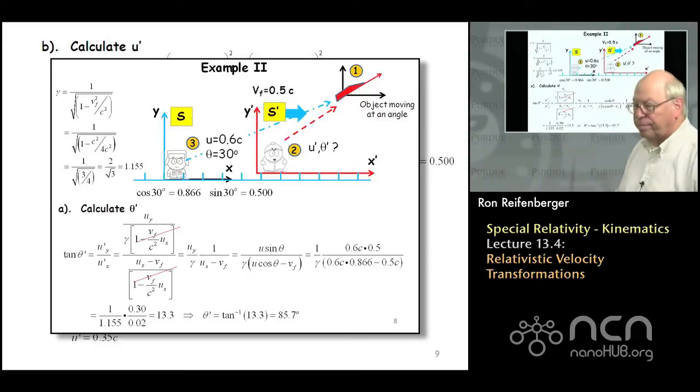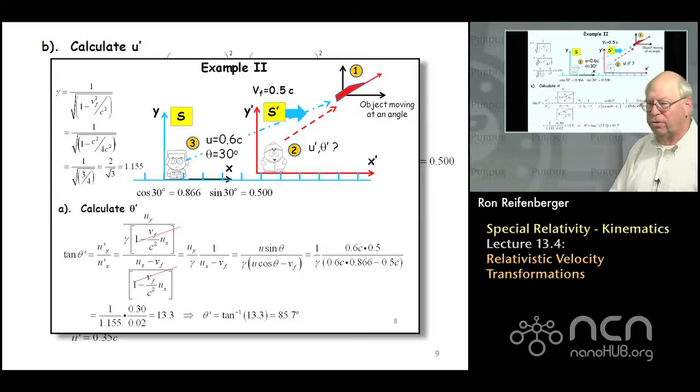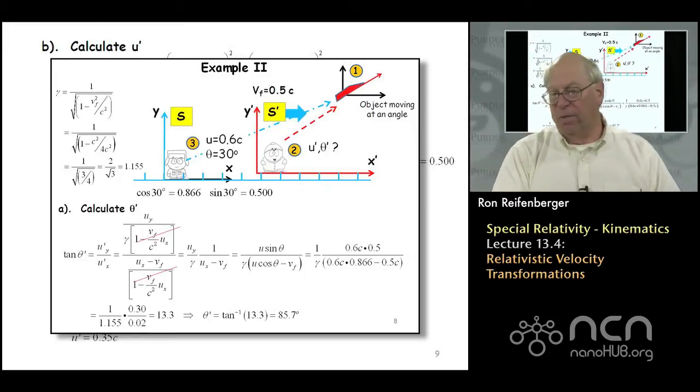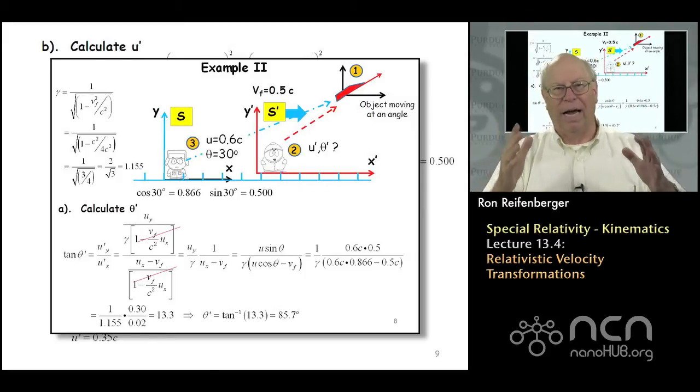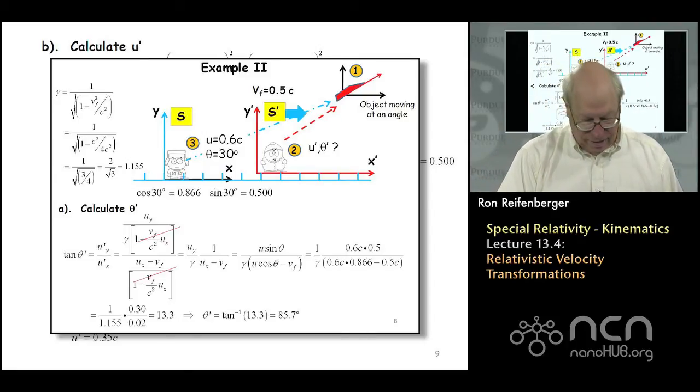So to recap, this observer sees this object moving at 0.35 times the speed of light, at an 85.7 degree angle. This observer in the reference frame S measures the object moving at 0.6 the speed of light, and he sees a launch angle of 30 degrees. Who's correct? They both are, because there's no standard reference frame to compare the measurements. The measurements of velocity, just like position and time, depend on the relative velocity of the reference frame you make the measurement in.